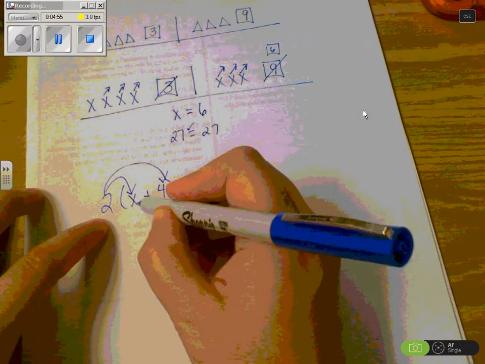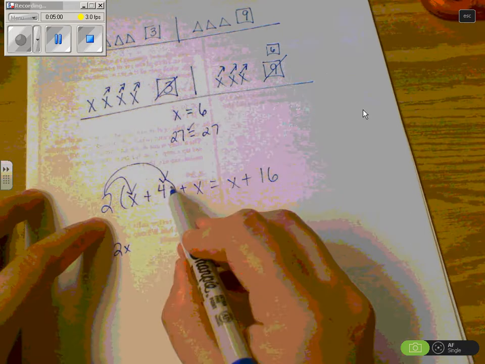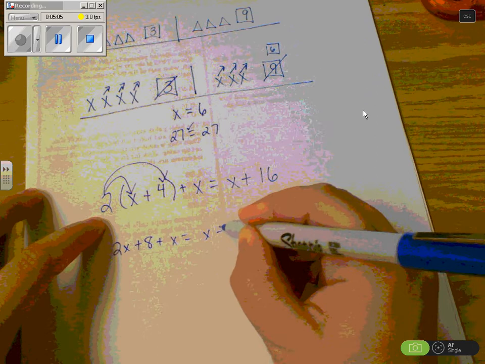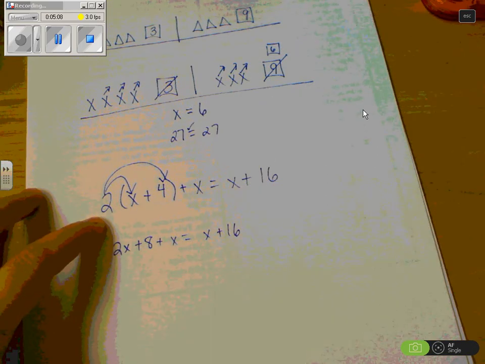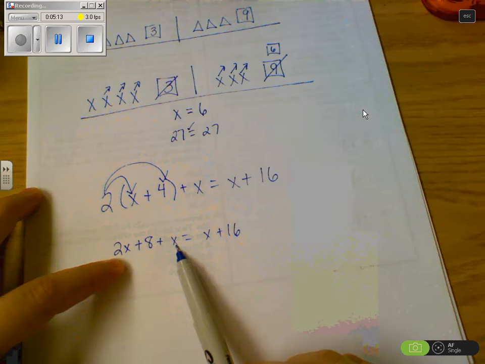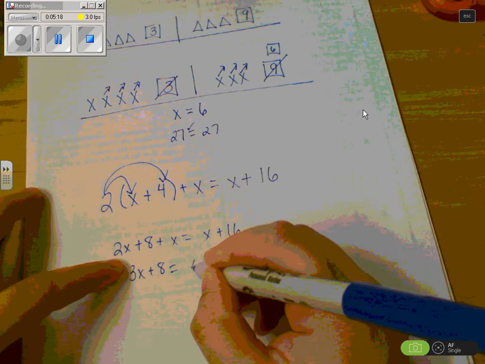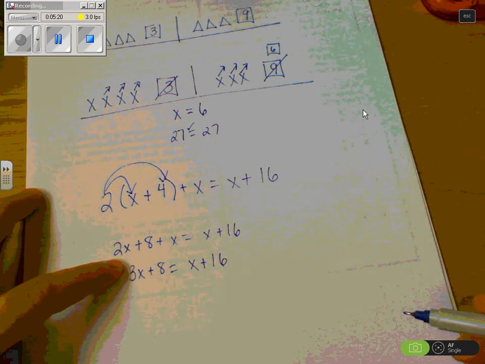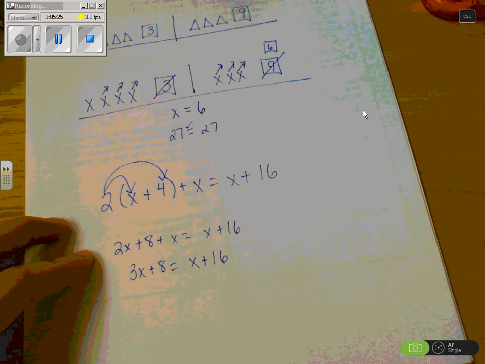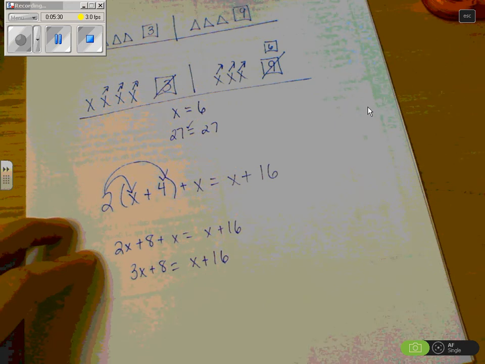So my equivalent equation would be 2x plus 2 times 4, 8, plus x equals x plus 16. I can still put all of my variables together. I can say 3x plus 8 equals x plus 16. And now I can solve. So go ahead and practice solving this using paper and pencil. Make sure to pause the video because I will post the answer in a minute.